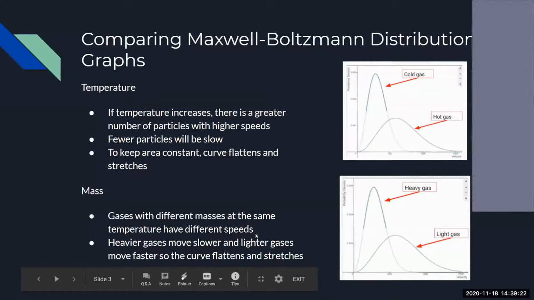So now let's compare. We're comparing two different gases at different temperatures, different masses. If the temperature increases, there's going to be a greater number of particles with higher speeds. We're going to have some at 0, because when they hit each other or hit something, it's a temporary 0 velocity because they're changing direction. And then what ends up happening is it flattens out.